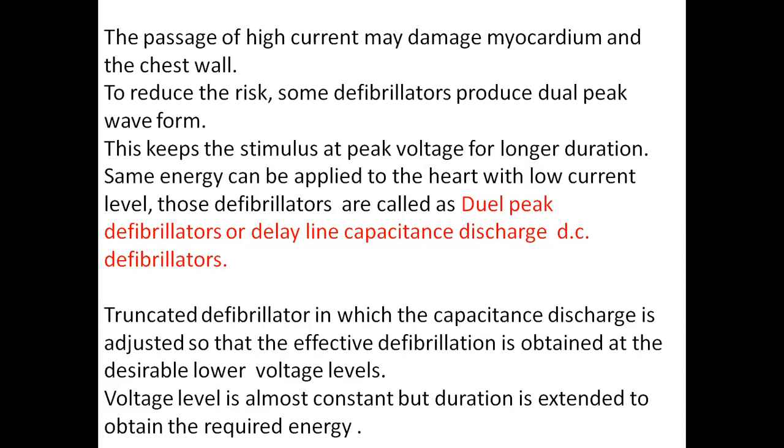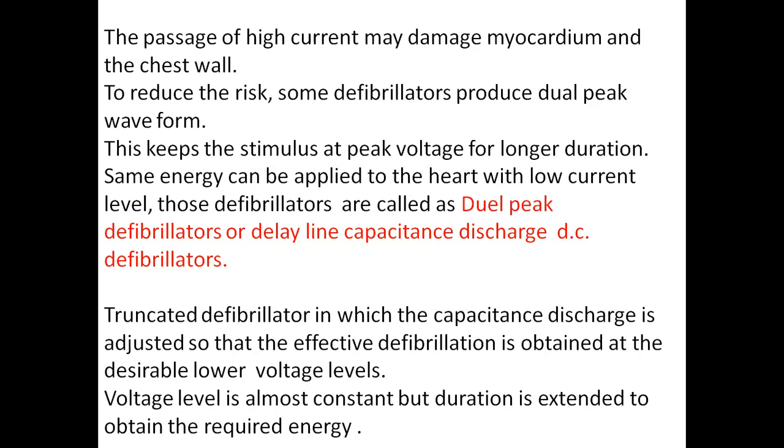Okay, so this keeps the stimulus at peak voltage for a longer duration. Here we have two peaks produced, and by using this we can produce a stimulus that applies the voltage for a longer duration. The same energy can be applied to the heart with a low current level. So we can apply energy with a low current level.